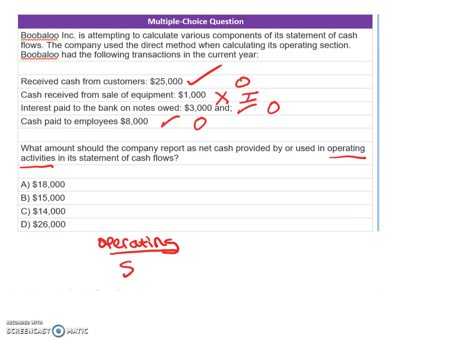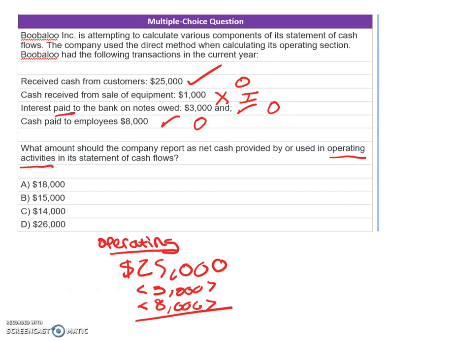Cash received from customers, $25,000. Cash paid for interest is going to be $3,000. Therefore, we're going to subtract that. And cash paid to employees, $8,000. That's another cash outflow. We now know that our cash flows from operations are going to be $25,000 less $11,000. $14,000 is going to be our answer.